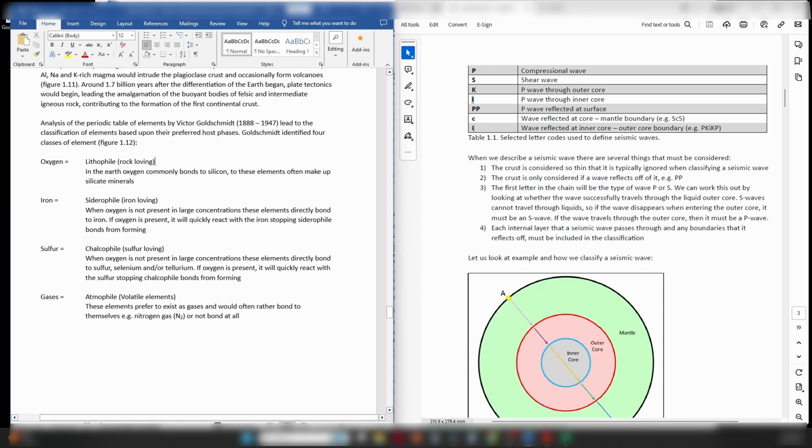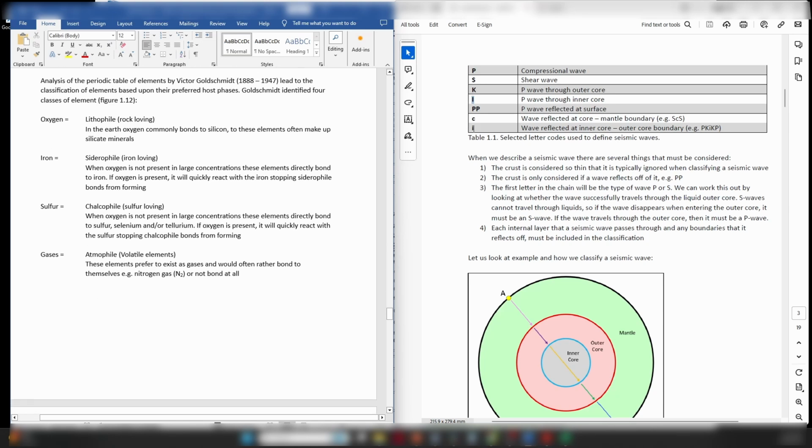Now, if there is oxygen present, oxygen gets in the way because the oxygen will naturally react with the iron and it will stop these siderophile elements going where they want to go. But in a situation where you have comparatively little oxygen, like the Earth's early magma ocean, these elements will want to move with the iron.